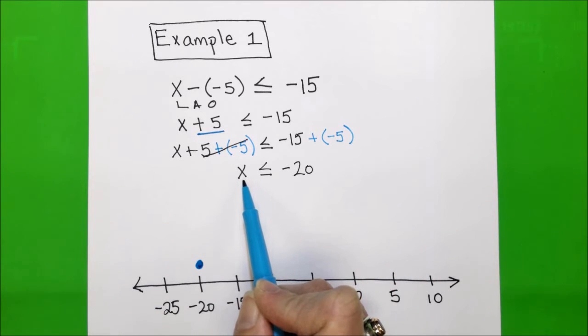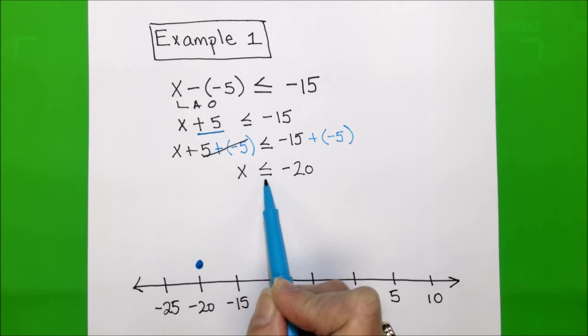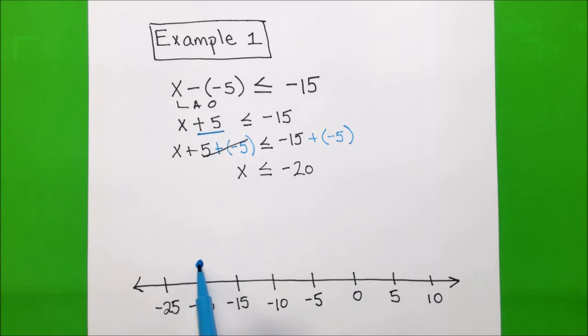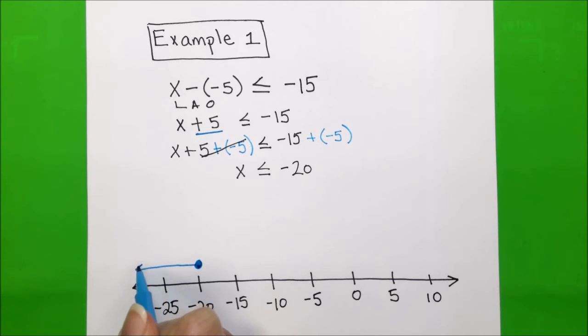Well, my inequality says x is less than or equal to -20. So it's either going to be equal to -20 or it's going to be less. So I shade to the left. Left and less. Now I want to check my solutions.